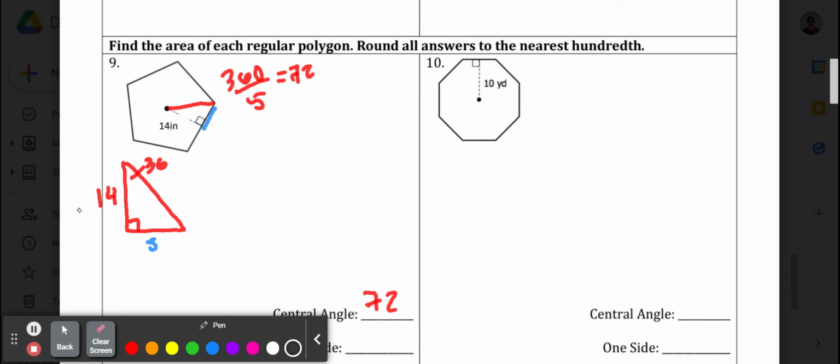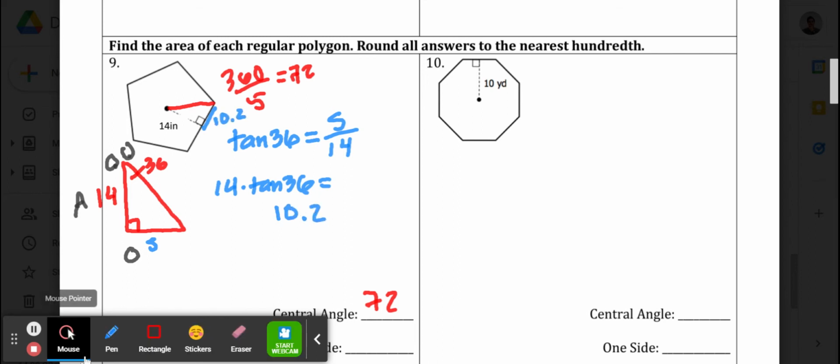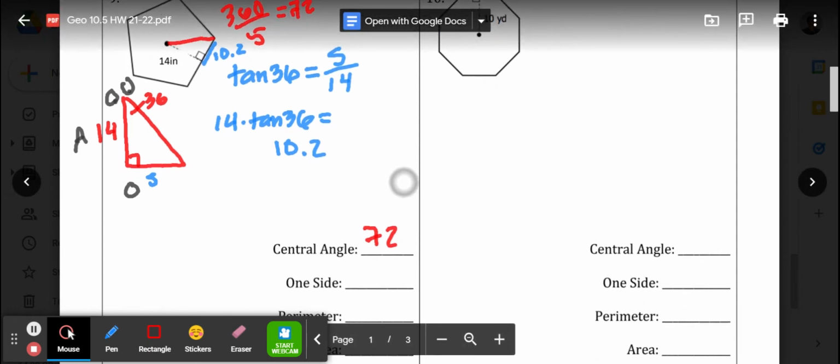Okay. So we have adjacent here, again, eyes on the prize. Adjacent and opposite, so this is going to be the tan of 36 equals opposite over adjacent. So multiply that 14 across. Plug that into our calculator, and we get 10.2. But we have to double it. And so when we double it, we're going to get 20.4.